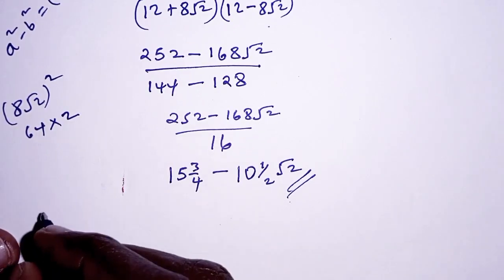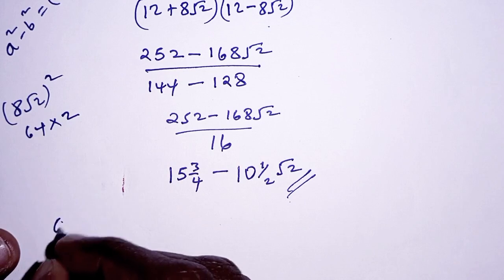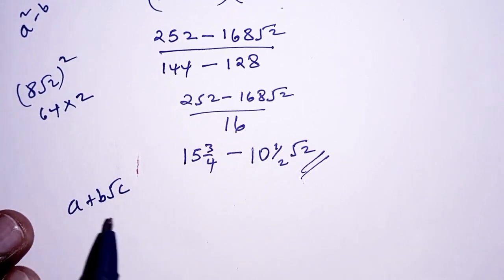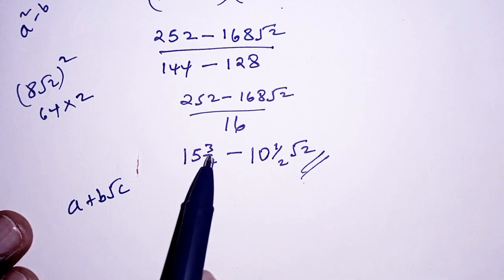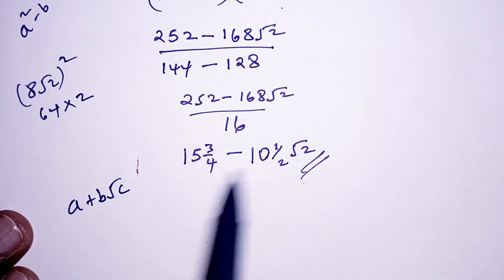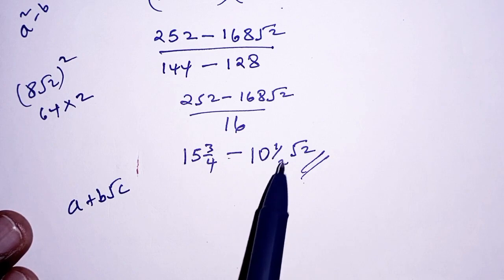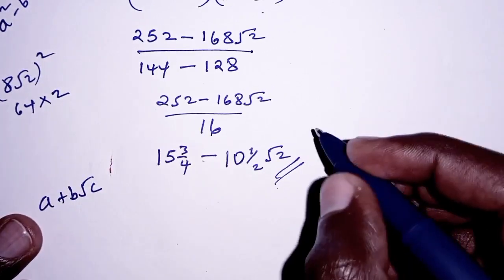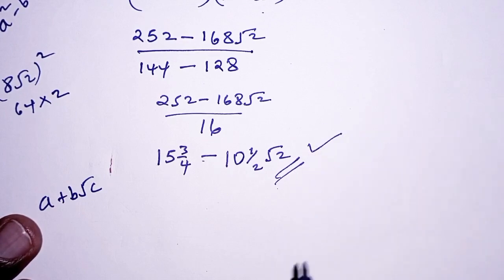Remember, we are asked to leave our answer in the form a plus b root c. As you can see, a for this case is 15 and 3/4, b is negative 10 and a half, and c is 2. So that is it for this question.